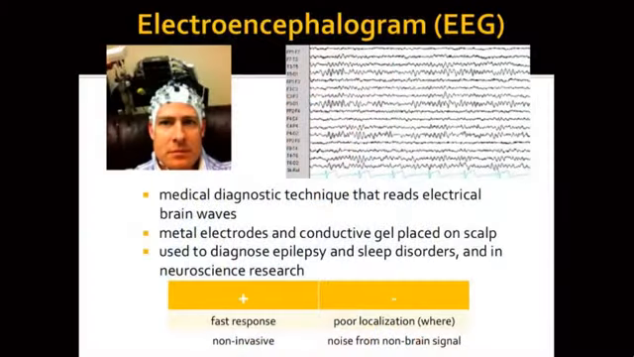So EEG is a medical diagnostic technique. It reads electrical brainwaves. Brainwaves would be a colloquial term, but it just reads the electrical activity of the brain. It uses metal electrodes in a conductive gel placed on the scalp. That's me with an EEG cap on. It was developed to diagnose epilepsy, and it's still how it's used primarily, and for sleep disorders, and it's also used increasingly in neuroscience research. Its advantages are that it has a very fast response, so millisecond response. It's also non-invasive in this format. You put a cap or electrodes with gel on your head, and it's very non-invasive.